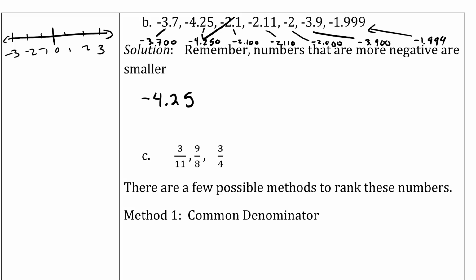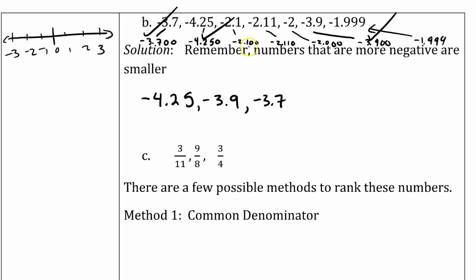The next thing is going to be -3.9, because 900 is bigger than 700. That means when we're taking the negative of it, -3.9 is going to be smaller than -3.7. So done that. The next one is -3.7. Check mark that.